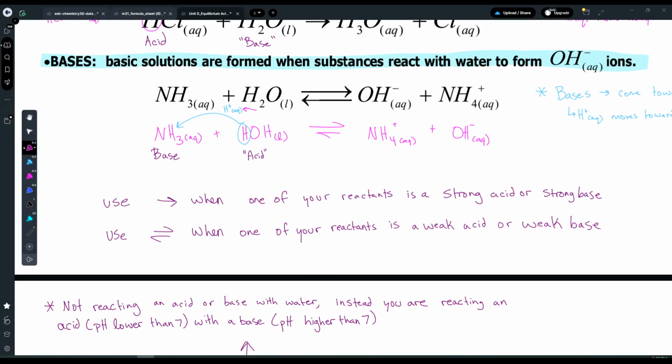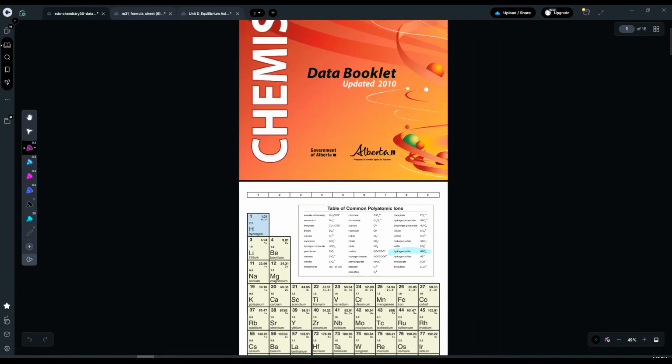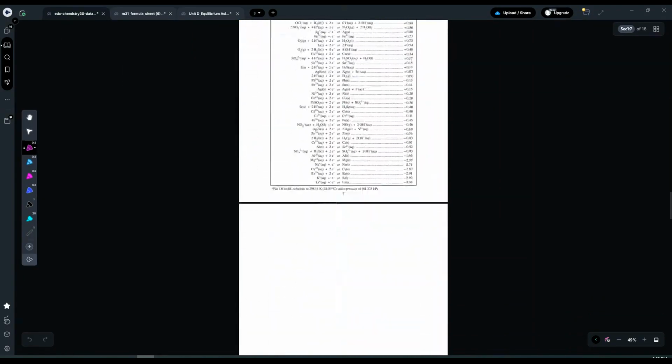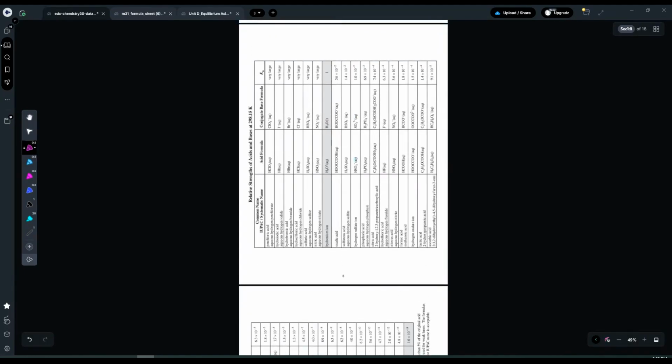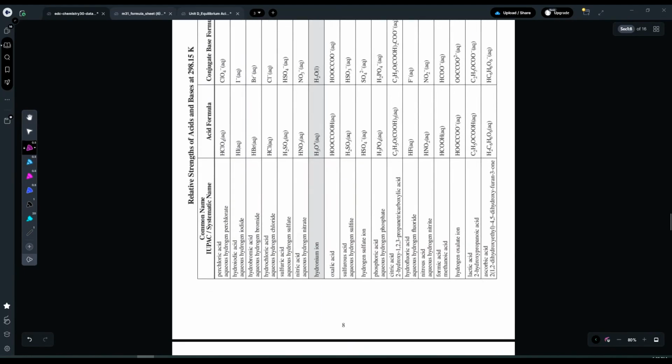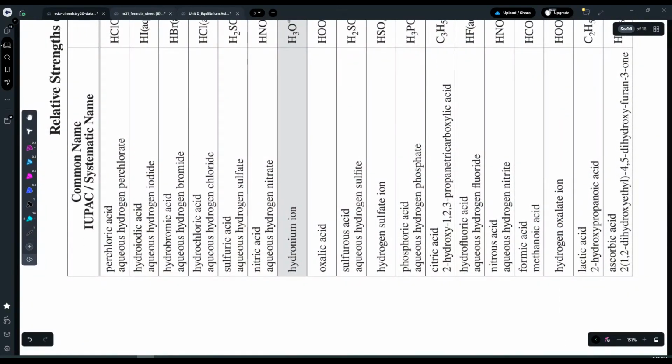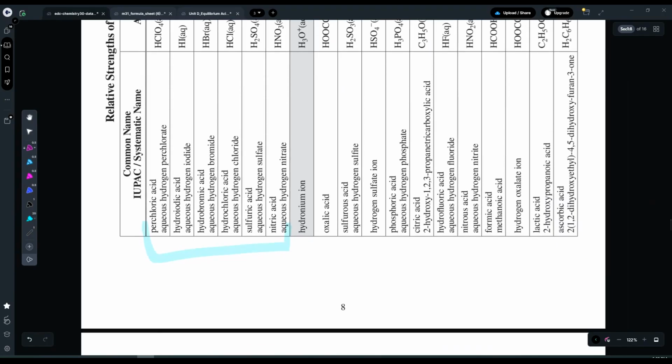So then the next question is, well, how do I know whether something's a strong acid or a strong base or a weak acid or a weak base? So what you can do is you can go to page 8 or 9 of your data booklet here. So I'm on page 8 right now. And all of these acids above the gray hydronium line, they are all strong acids.